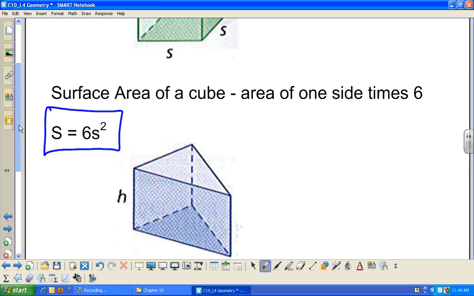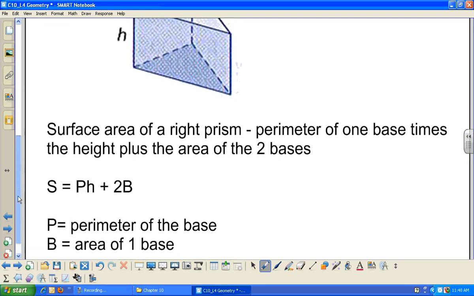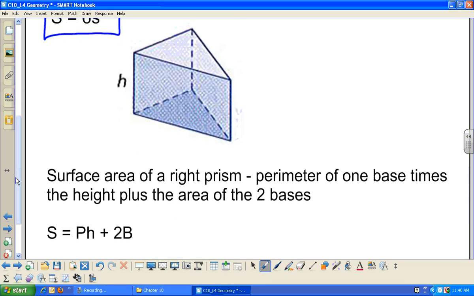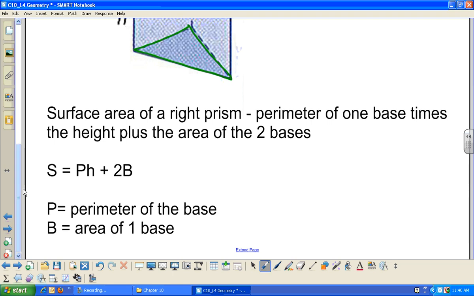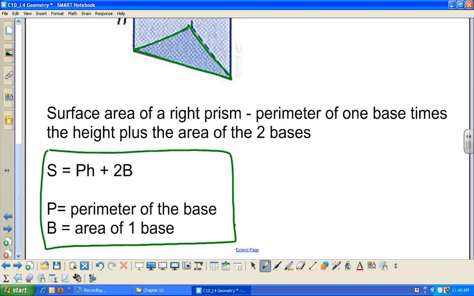The area of any prism would be the perimeter of one base. So here would be the perimeter of this triangle multiplied by the height. That will give me the area of the rectangle plus the area of the two bases, the top and bottom base. Make sure to write down this information in your notes. S is equal to PH plus 2B. P stands for the perimeter of the base, and B stands for the area of one base.